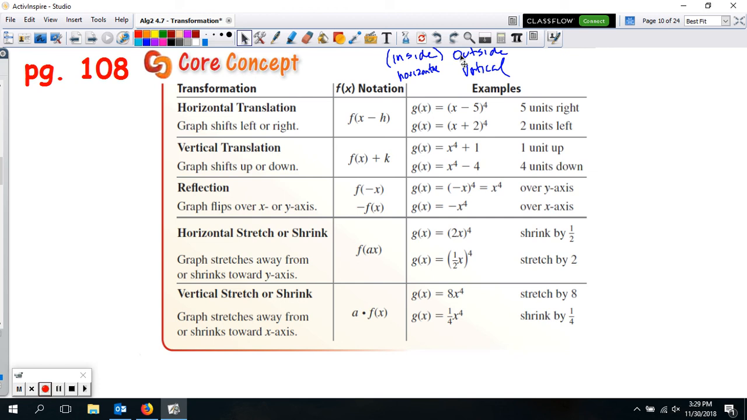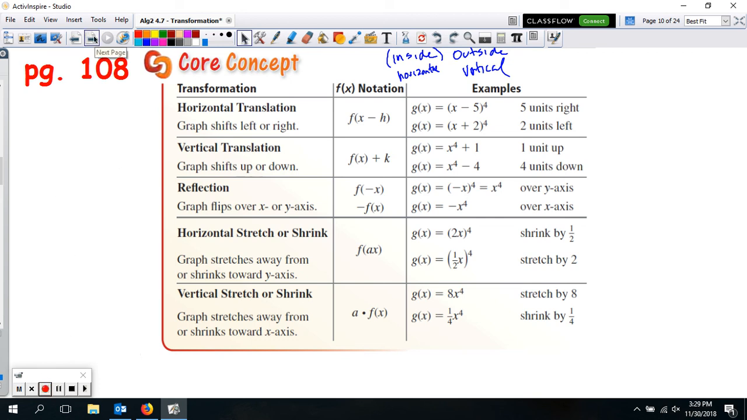When it's vertical, you're outside. So it's on the outside of this parenthesis. So you can see vertical for the k is outside. When it's a reflection over the x-axis, that's a vertical reflection, it's outside and in front. And when it's a vertical stretching or shrinking, the a is multiplying the outside of this whole function. So it's outside the parenthesis. So we just got to keep that in mind as we're working through this.